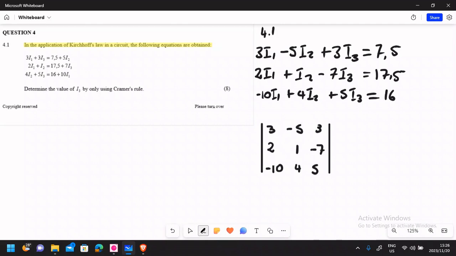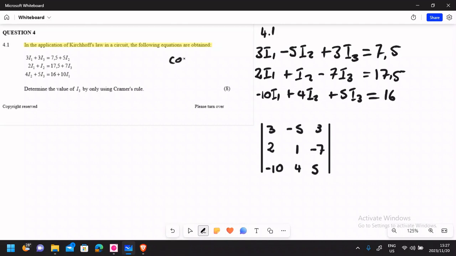So what is it that they want from us here? They want us to determine the value of I3 by only using Cramer's rule. So for Cramer's rule, we need to first find the determinant. Before we find the determinant though, we have what you call the cofactor. Let me write it on the question paper.